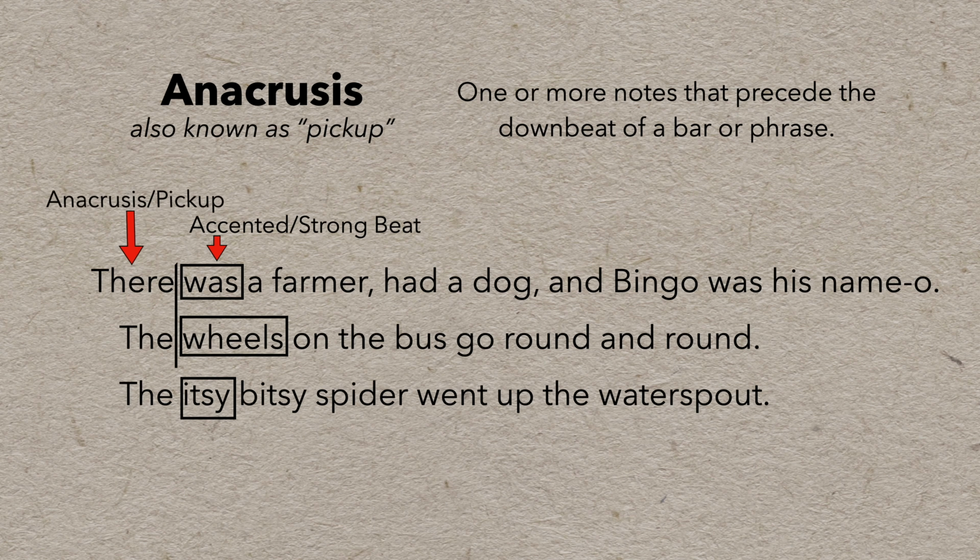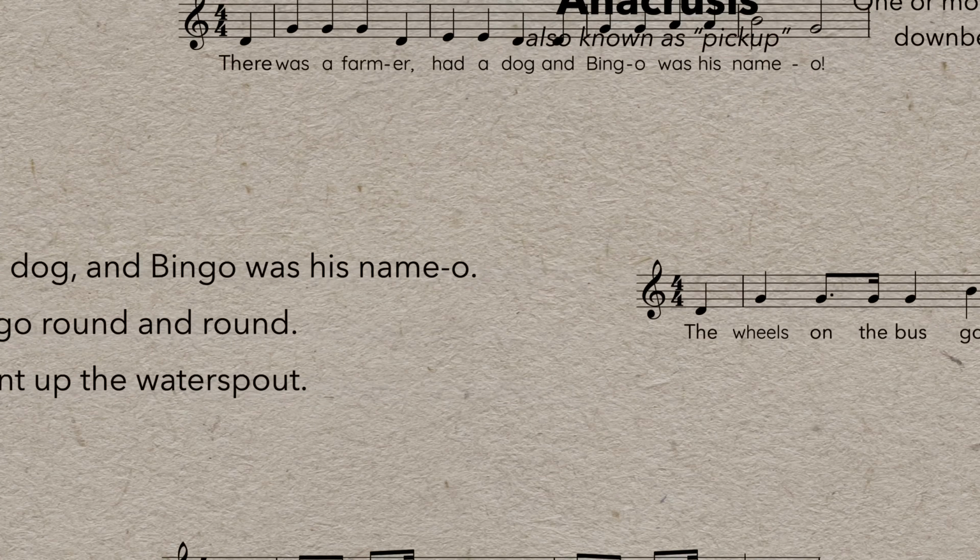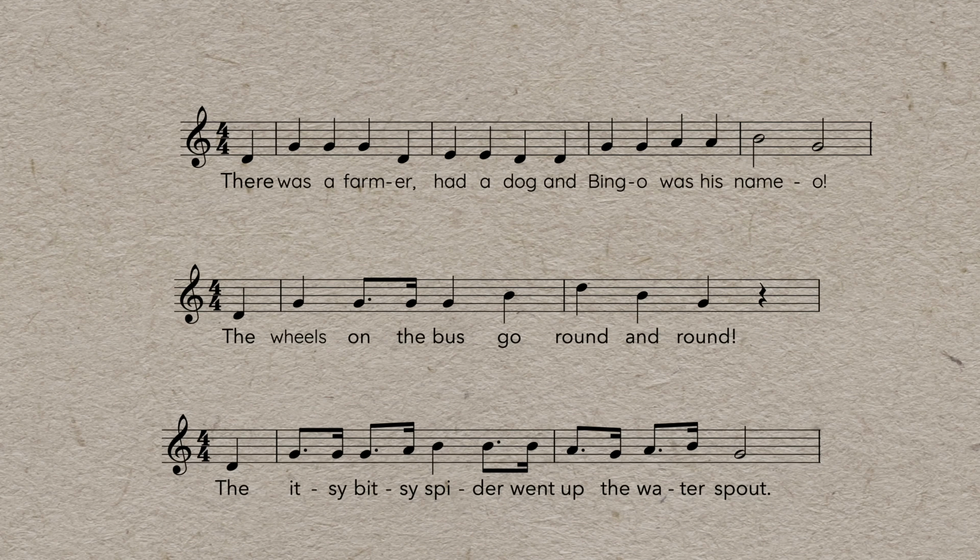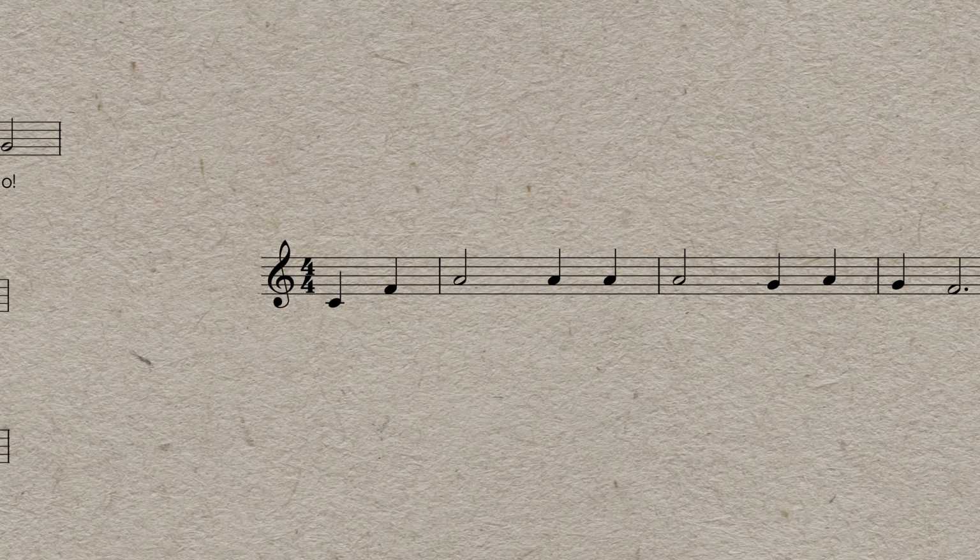The notes before the strong beat are the pickup or the anacrusis. Looking at these songs in notation, you'll see a little preview of the rhythms that are coming up in the next video. But all you really need to know right now is that this is beat 1, it's right after the bar line, and this is beat 4. And that's really important to know, because if you're playing music with other people, you want to make sure that you're all starting in the same place, or it can get really messy.